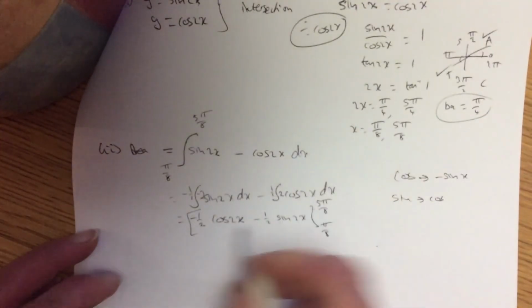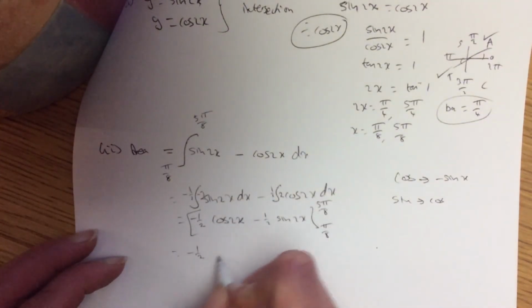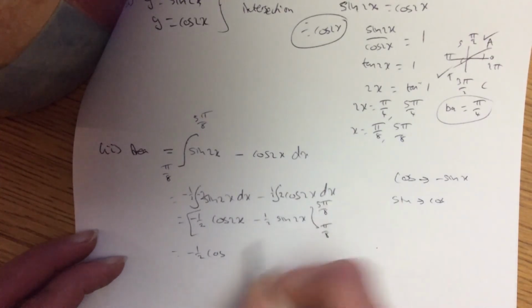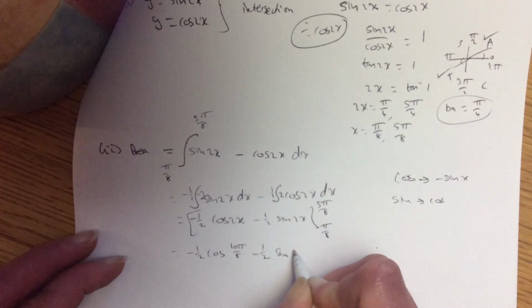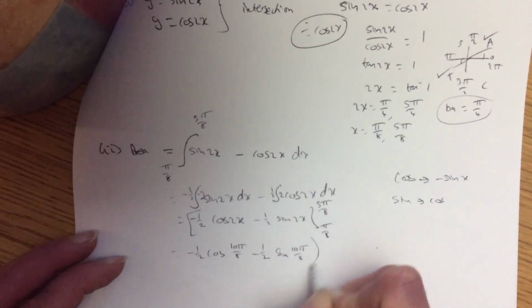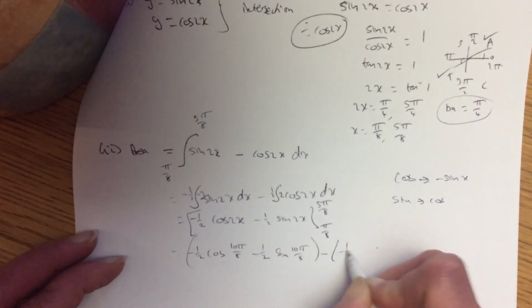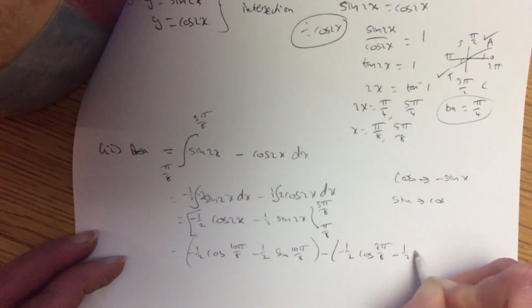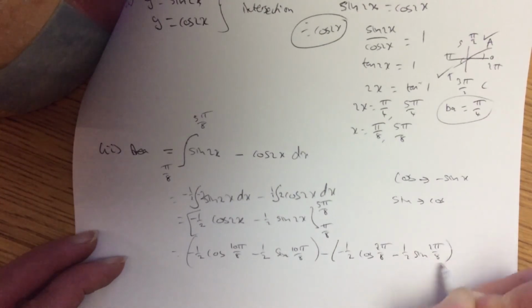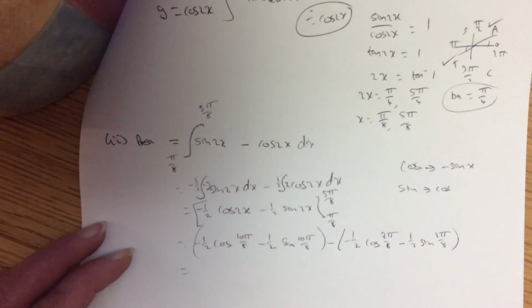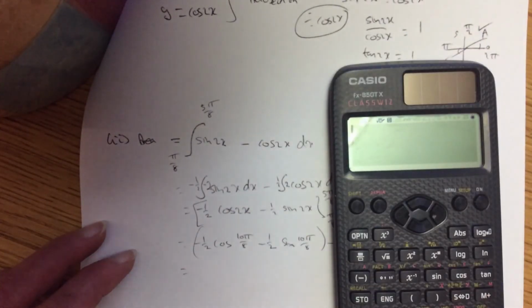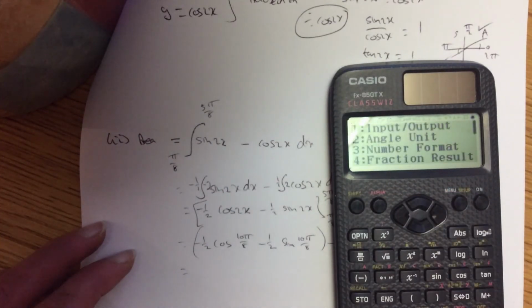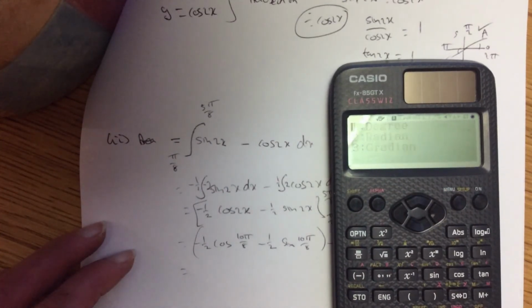And what you're going to do now is just plug in minus a half cos 10 pi over 8 minus a half sine 10 pi over 8. First one, take away minus a half cos 2 pi over 8 minus a half sine 2 pi over 8. And if you work your way through that, I'll just do it here actually. Make sure your calculator is in radian mode. First of all, that's the first thing.